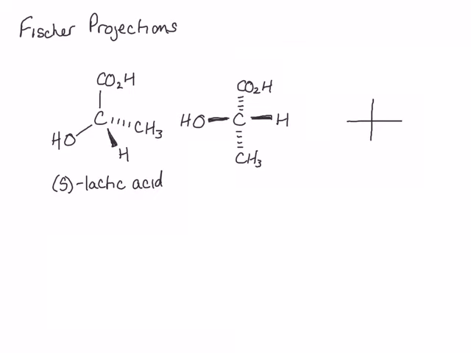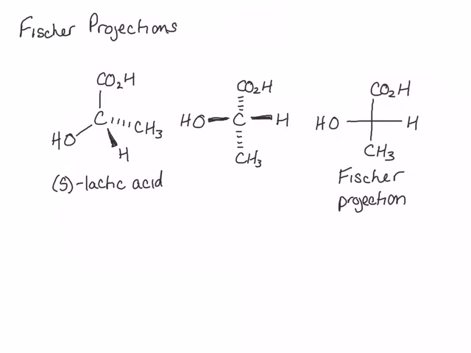In a Fischer projection, the chiral carbon is shown as the intersection of two lines, one horizontal and one vertical. And then the groups coming off the chiral carbon are written at the ends of each of those lines. The horizontal lines indicate bonds coming towards us, and the vertical lines indicate bonds going away from us. This is the Fischer projection for S-lactic acid.